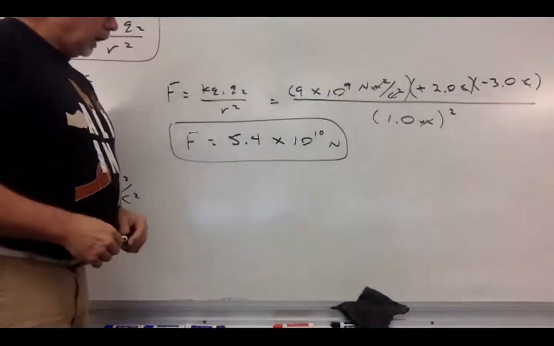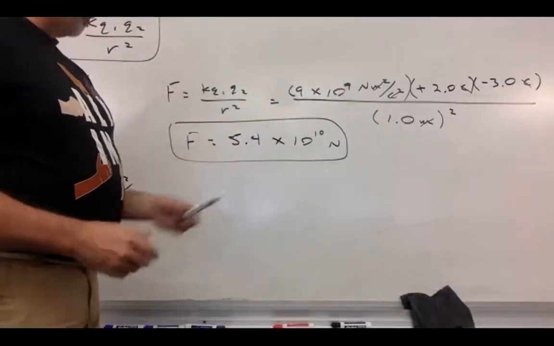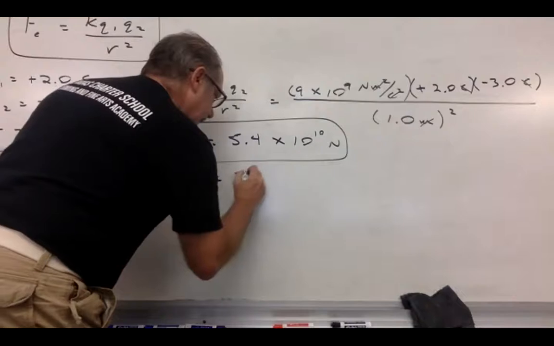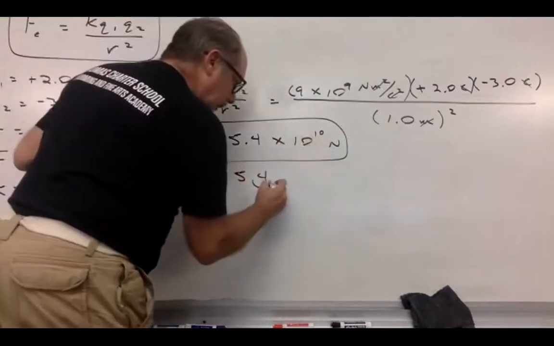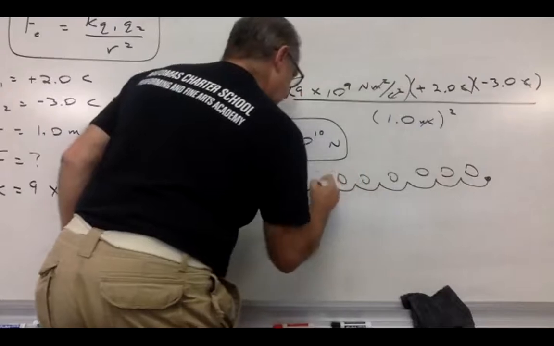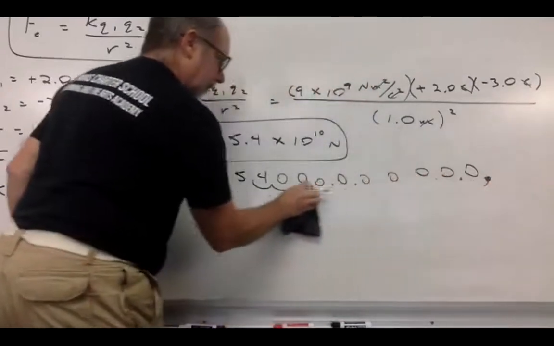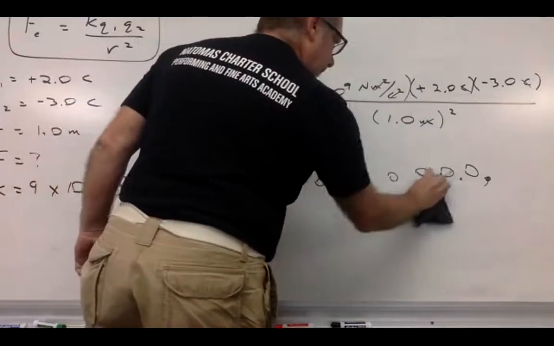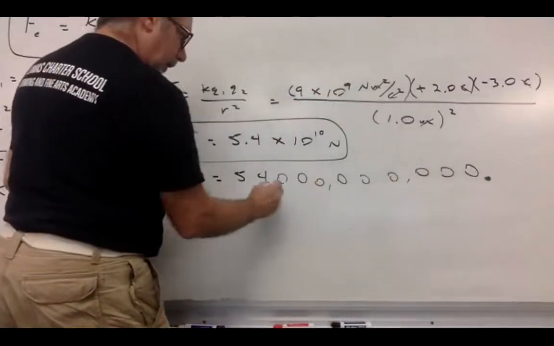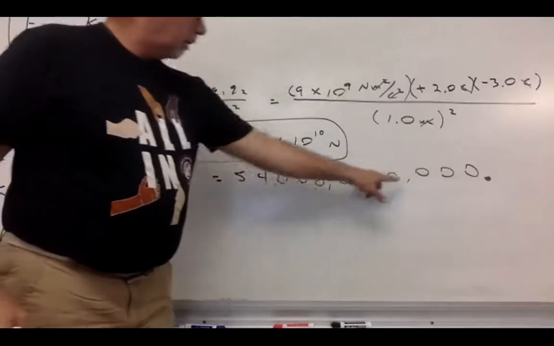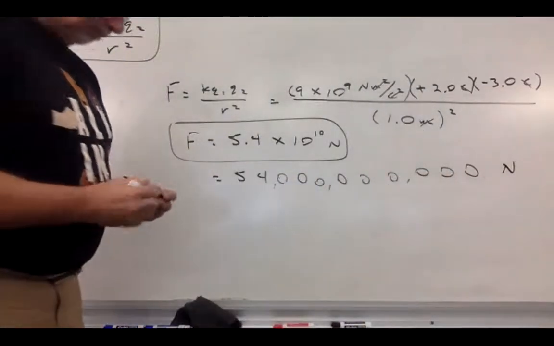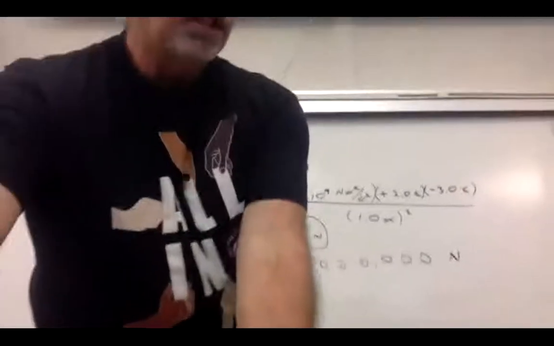All right. Now, if I wrote this out, what is this? Big force, small force, medium force? Well, look at this. 5.4, 10 decimal places. 1, 2, 3, 4, 5, 6, 7, 8, 9, 10. What do you think? That's a huge force. If I did old style and put commas in here, that's 54 billion newtons of force. Now, that's ridiculously large.